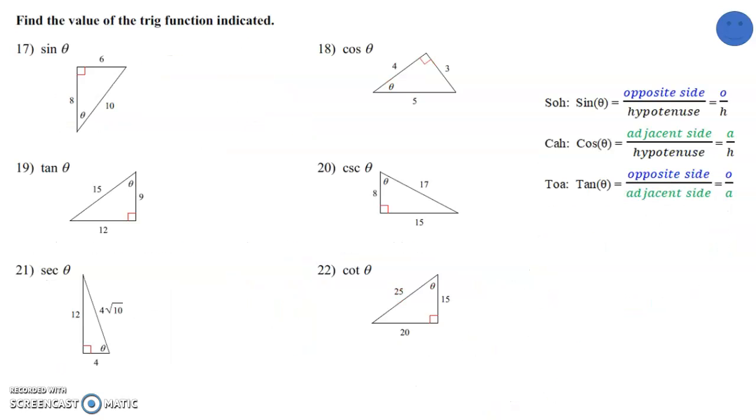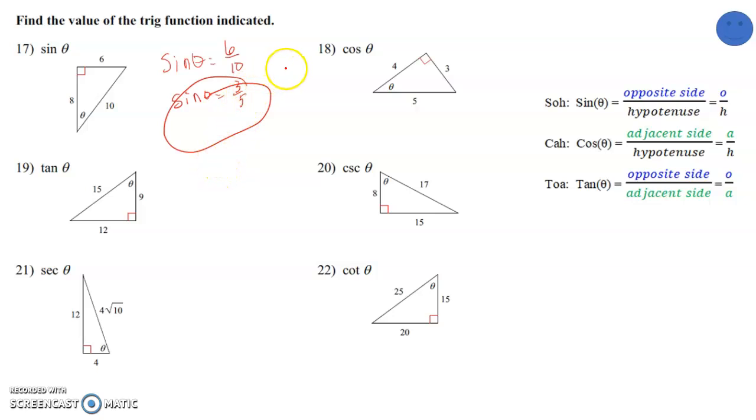All right, now on these, all this is you're just coming over here and using these little things right here. Easy breezy. All right, it wants the sine. Sine is opposite over hypotenuse. Okay, so sine of theta equals opposite over hypotenuse, and then reduce it. That's it. There we go.